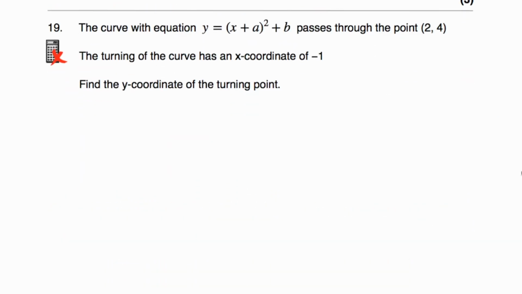Okay, let's have a look at question number 19. Question number 19 says the curve of equation y equals (x plus a) squared plus b passes through the point 2, 4. So that's the point where it passes through 2, 4, where the x value is 2 and the y value is 4.